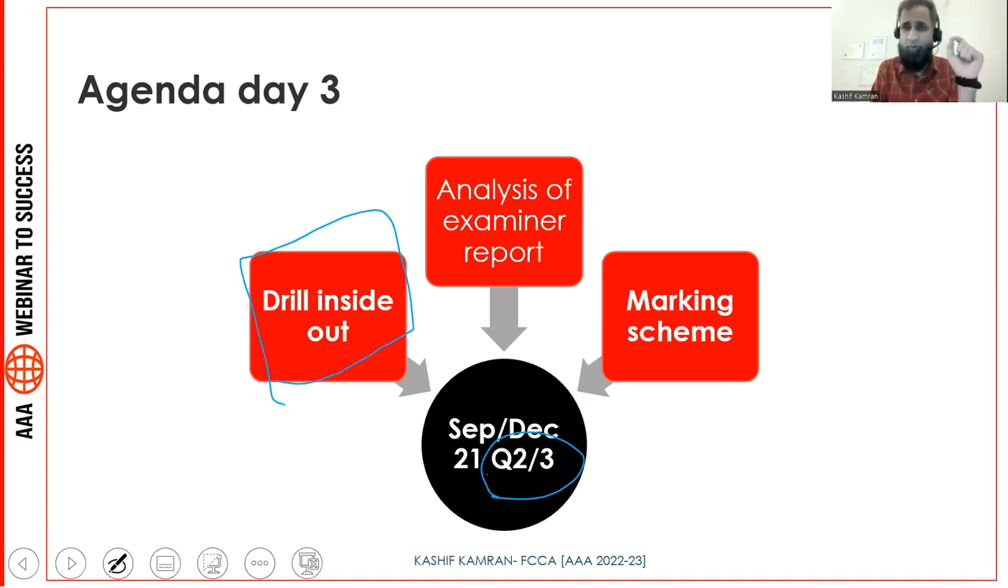Analysis of the examiner report, because that's critical. I will be spending comparatively more time on the examiner report than on day 2, because we need to learn lots of good things from it. We need to learn the analysis of a stronger student and a weaker student, because that is exactly what will benefit you. Until you put appropriate time into the examiner report, you are far away from success.